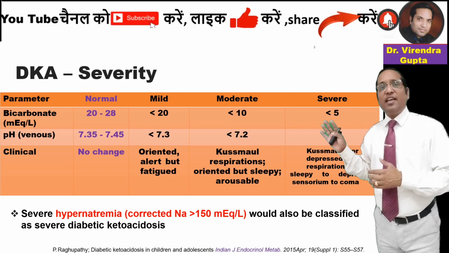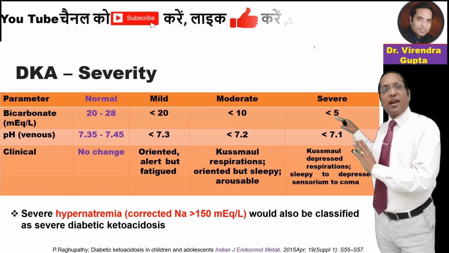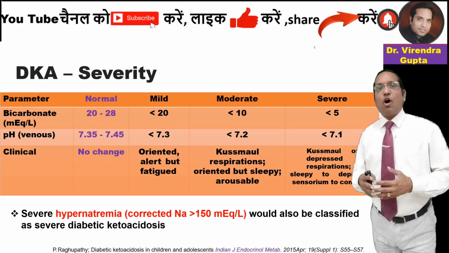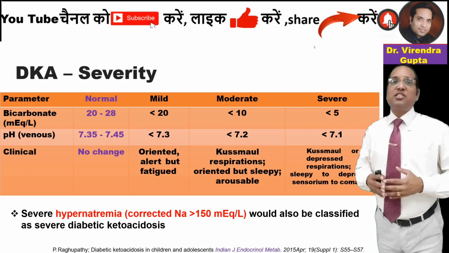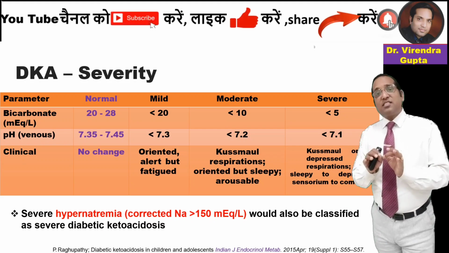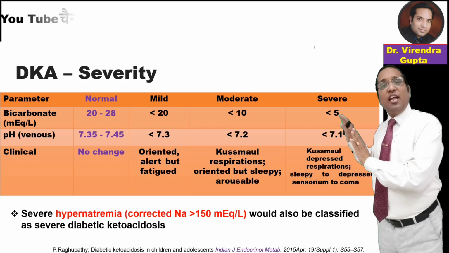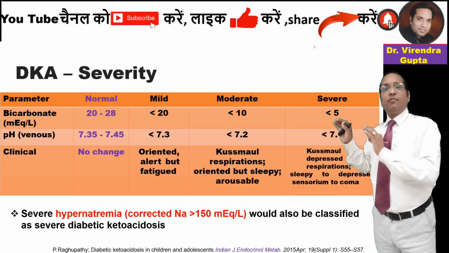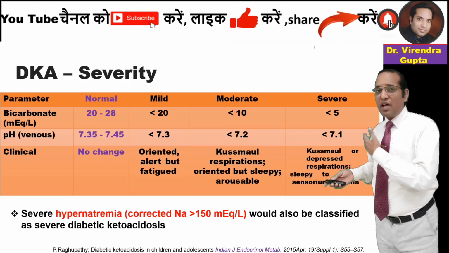And in case of severe DKA, the bicarbonate level is severely decreased, less than 5 milliequivalent per liter, along with pH less than 7.1, with Kussmaul breathing or depressed respiration, along with a sleepy or depressed condition, with sensorium lost or the patient may be found in a coma. And guys, if there is hypernatremia or corrected sodium level is more than 150 milliequivalent per liter, it should be considered severe diabetic ketoacidosis, because there is hypernatremic dehydration in case of DKA.